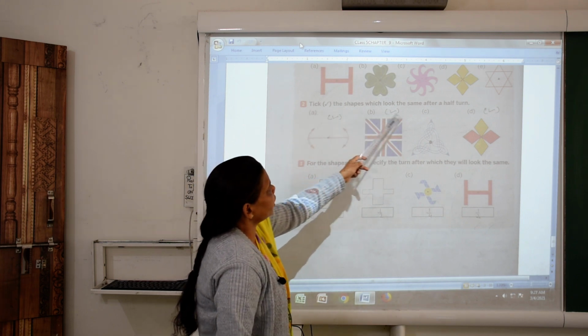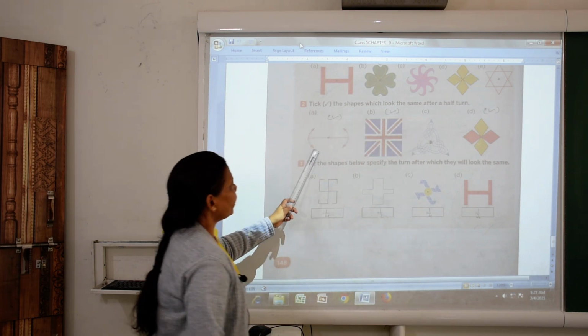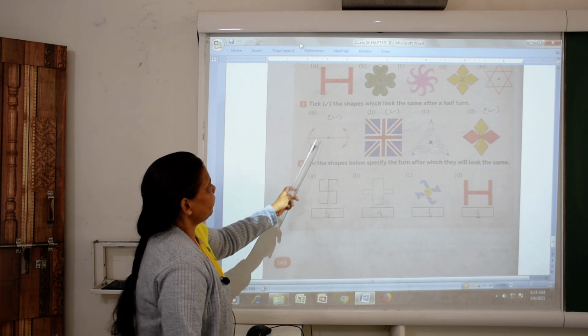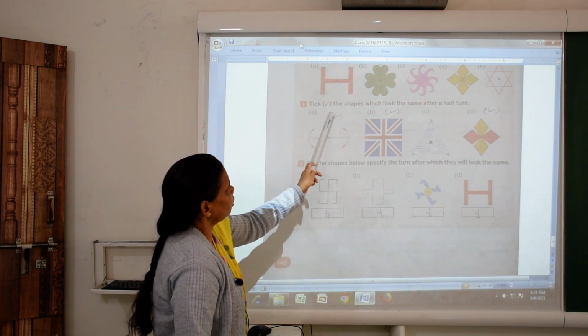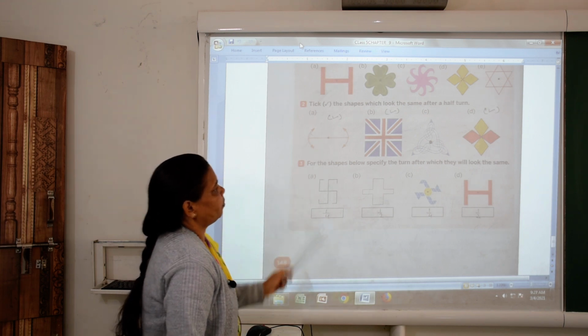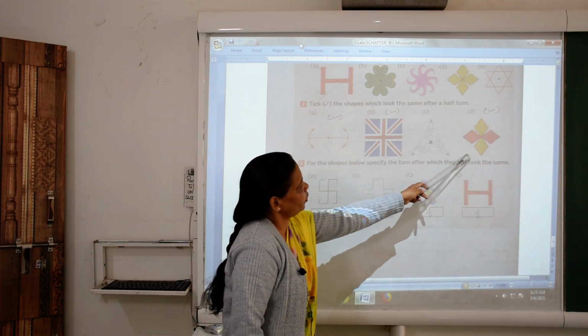Take the shape which looks the same after a half turn. After a half turn, which looks the same from here to here. This figure is from here, which looks this side, so it looks the same. This one and this one.